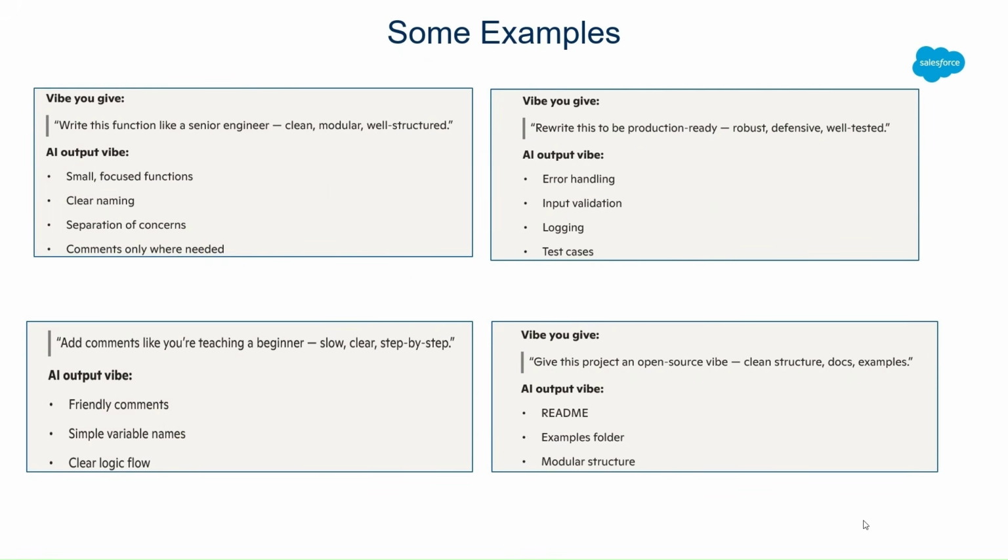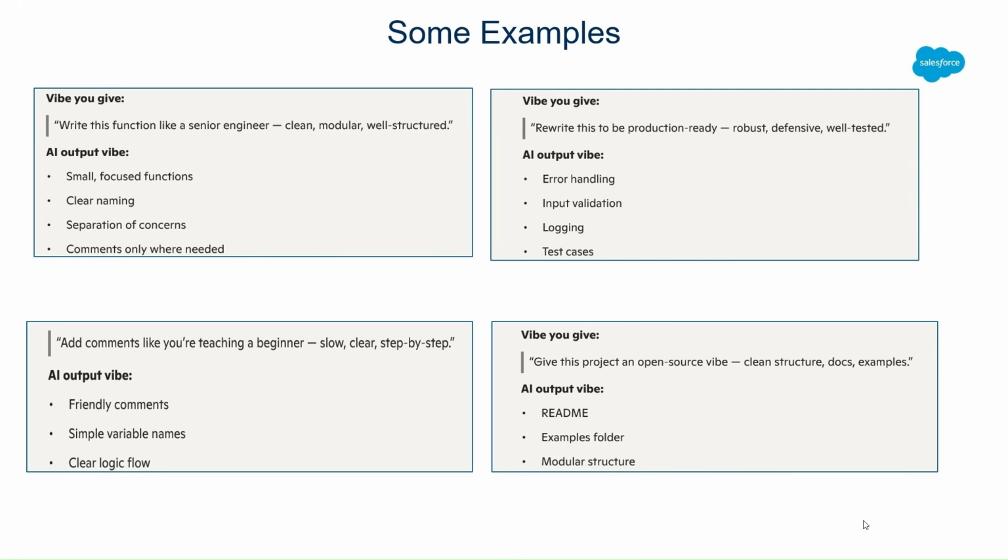Here are some examples of vibe coding. I can give the vibe: write a function like a senior engineer, clean, modular, well structured. The AI output will be small focused functions, clear naming, separation of concerns, and comments only where needed. So it will provide the output as if a senior engineer is writing that function.